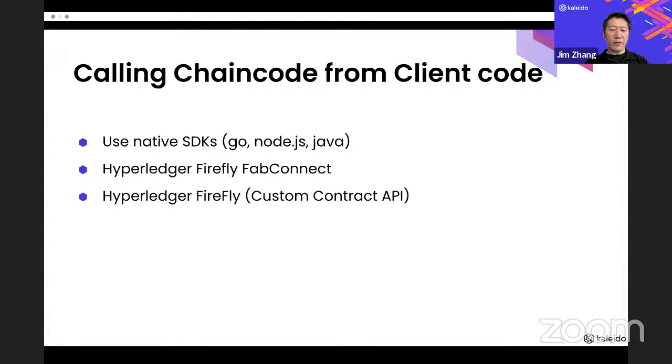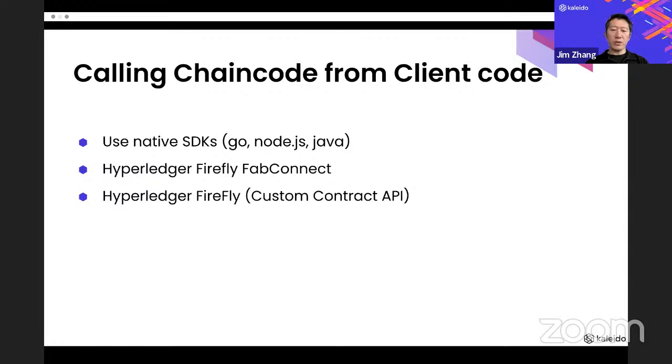We also have API-based interaction with the chain code available. For example, Hyperledger Firefly is a top-level Hyperledger project. It's actually contributed by the Kaleido team. One of the components in Firefly is called Fab Connect. It's shorthand for Fabric Connector. It's a blockchain connector component in the Firefly architecture, but it can be used independently as well.